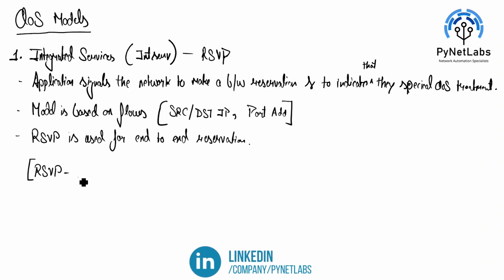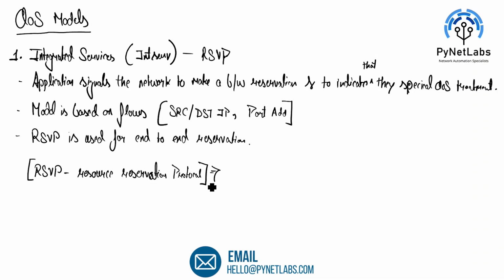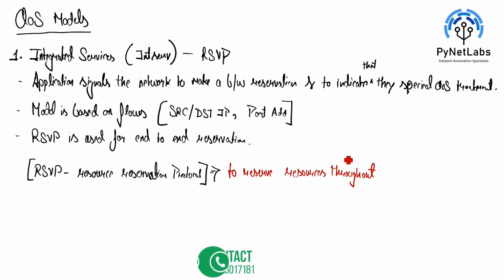RSVP stands for Resource Reservation Protocol. So this IntServ model is going to use RSVP to reserve the resources through the network for specific applications. So we can say, here I will write with another pen so you can also take the notes, that RSVP is used to reserve resources throughout a network for specific applications.